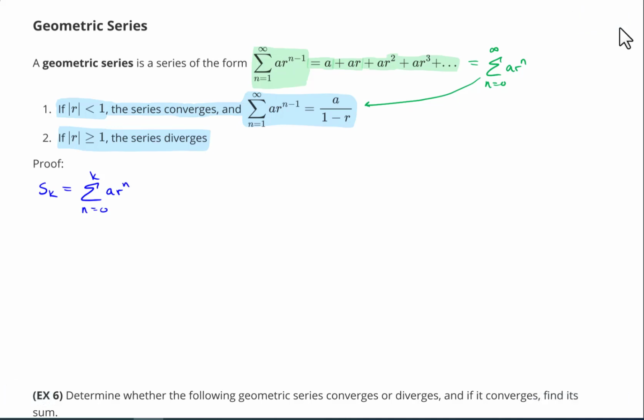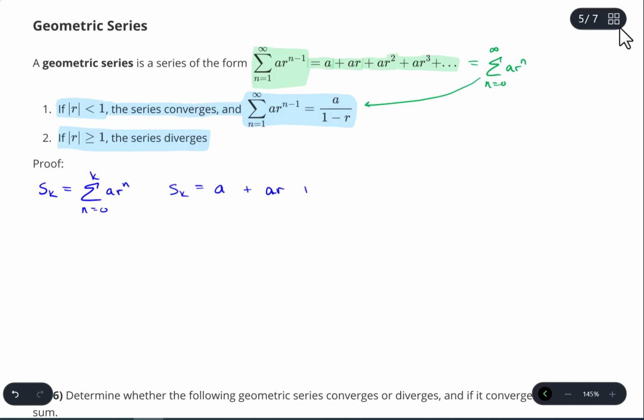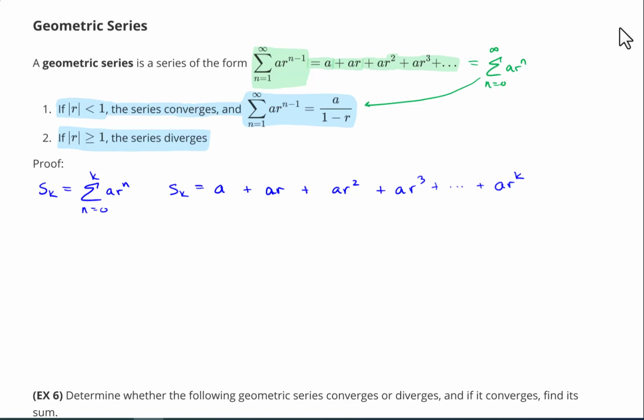Okay, now if I start writing out what the first k sum values are, I could say s of k would be equal to, so when n is 0, this would be a times r to the 0, which is just a. When n is 1, it's a times r, so plus a times r, plus a times r squared, plus a times r cubed, and so forth, out to a times r to the kth power. All right, because k is where I would stop for a finite sum here.